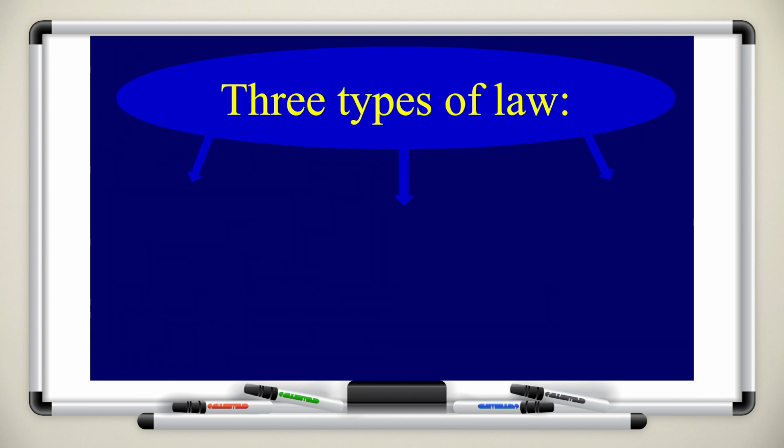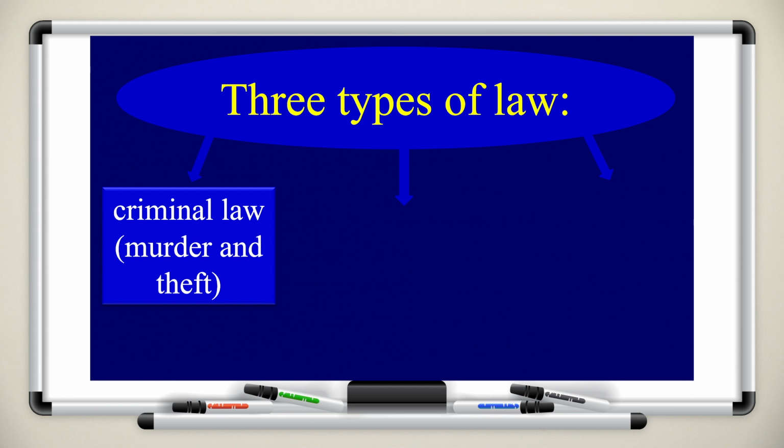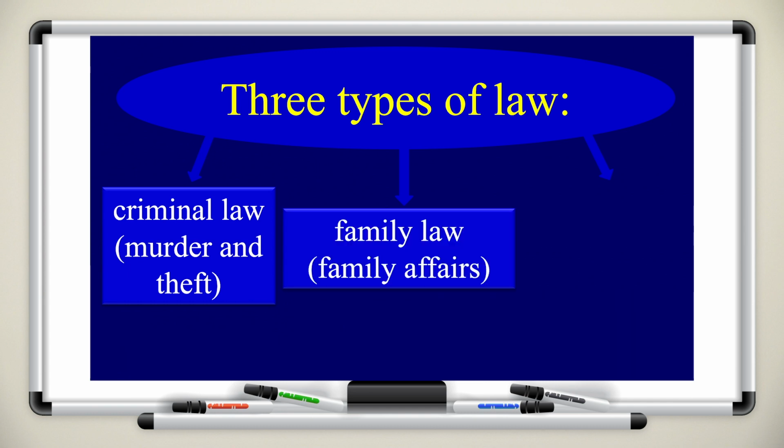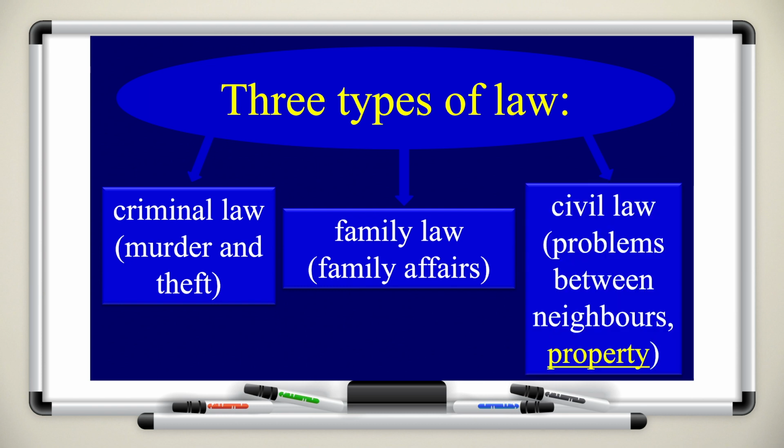Now, there are 3 types of law you should know about. First, there's something called criminal law. Criminal law deals with murder and theft. Then we have the family law that deals with family affairs such as marriage or children. And then we have the civil law. It's the problem between neighbors and the property, the problem inside the society.